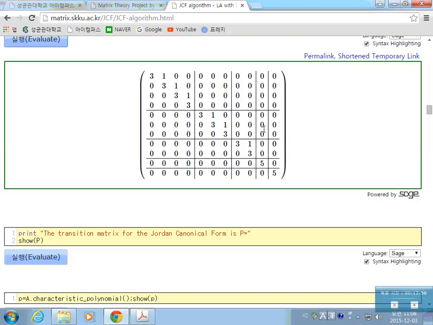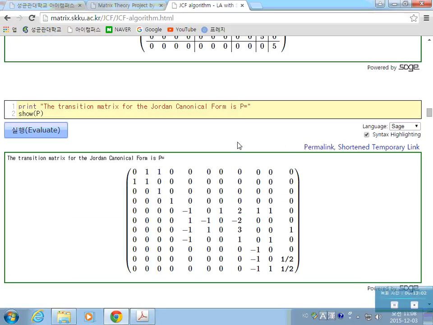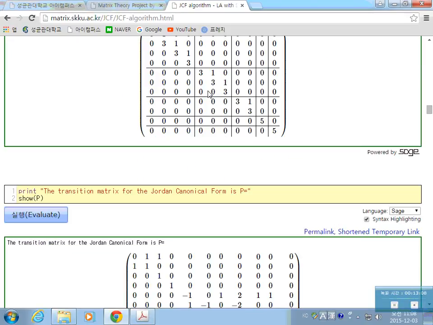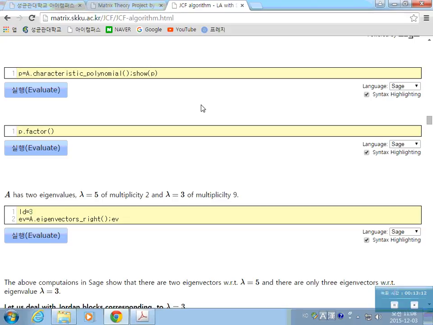It's 11 by 11. But how could we define it? The transition matrix is like this. This is an invertible matrix P, so P inverse AP is equal to this Jordan canonical form. Now I will explain how we were able to find P and the Jordan canonical form of A, J_A.